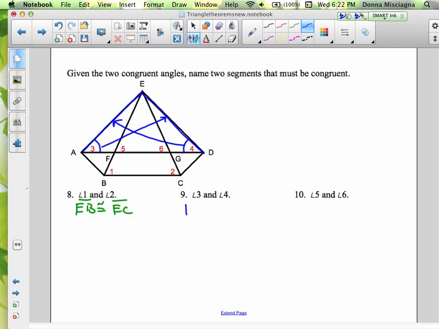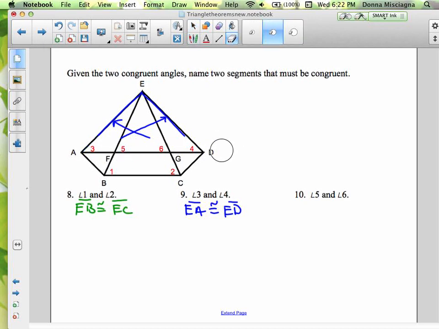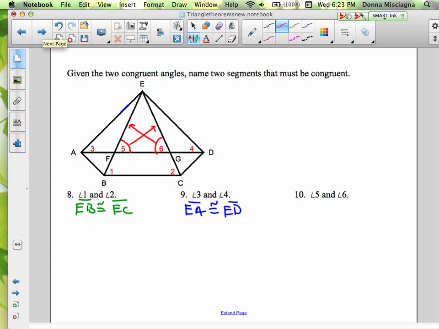So let's write that. EA is congruent to ED. And lastly, I'm going to erase this so we don't get confused with all the markings on there. Angle 5 and angle 6 are located right here. So we just go across the triangle to the sides that created them. And now this side is congruent to this side.